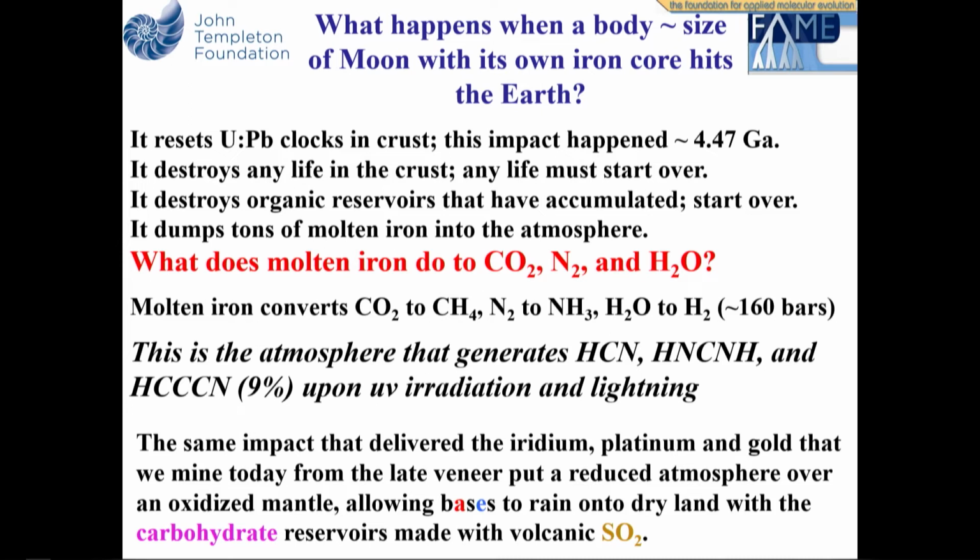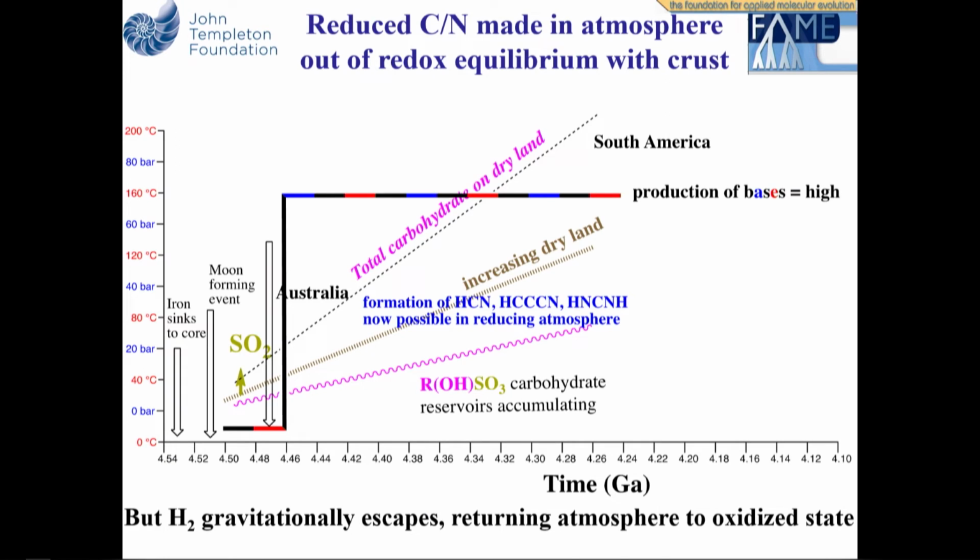So the same impact that delivered the iron, the gold, platinum, and iridium that we mine today from the late veneer put a reduced atmosphere over an oxidized mantle. It makes the bases able now to be made in the atmosphere to rain out onto the dry land and react with the carbohydrates that are present from the sulfur dioxide reservoir, which I've just handed out.